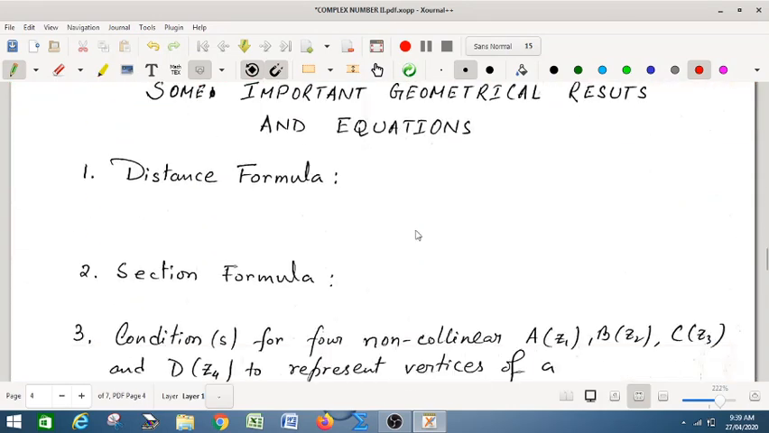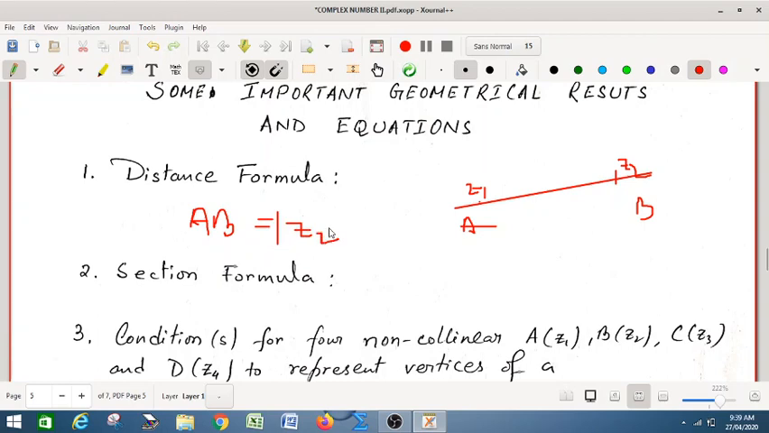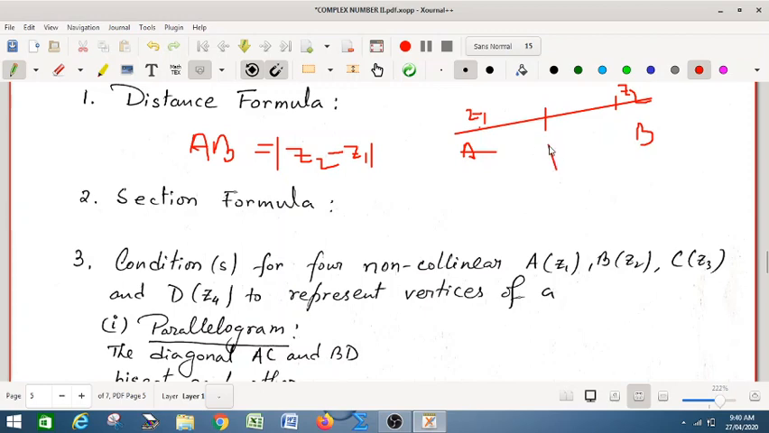Now let us explain some more important geometrical results and equations. Distance formula: what is the meaning of that? Suppose A and B represent two complex numbers, already you have an idea about that. Suppose this is Z1, this is Z2. So the distance AB is given by the modulus of Z2 minus Z1. Just like in straight lines we have the distance formula root over x square, this also gives you the modulus value. Section formula is the same. Suppose there is a point P dividing in the ratio m is to n, then the same as in the Cartesian coordinate system, we have the same section formula result. From there, if m is to n is 1 is to 1, then we get the midpoint formula, the same as the Cartesian.